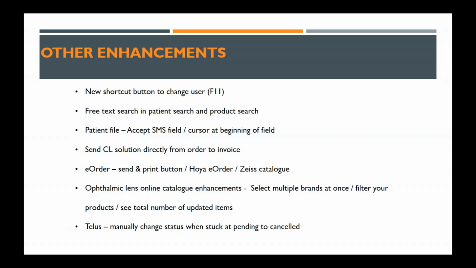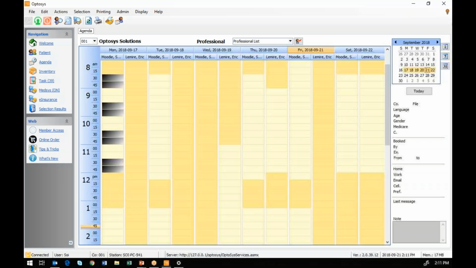Now let's look at everything else that's new. If I navigate into Optosys, so let me just bring you to Optosys. We have a new shortcut button right up here, which is to switch user. So again, right now I'm logged in as myself. If somebody else comes to my computer and wants to log in quickly, they can click on this little icon or do F11 from their keyboard.